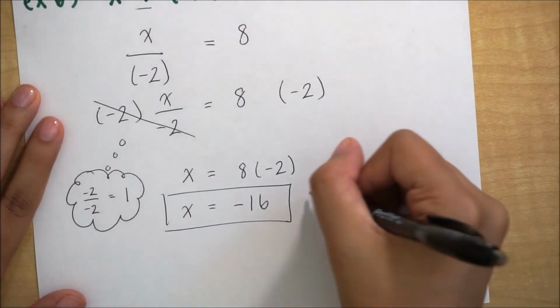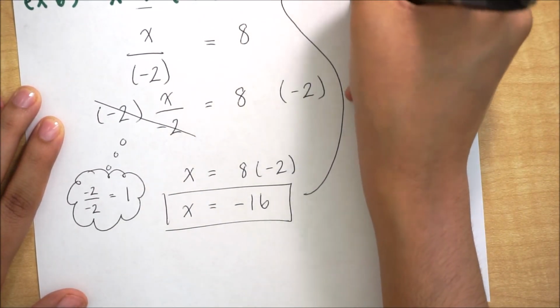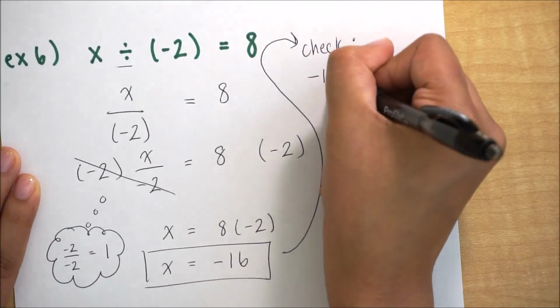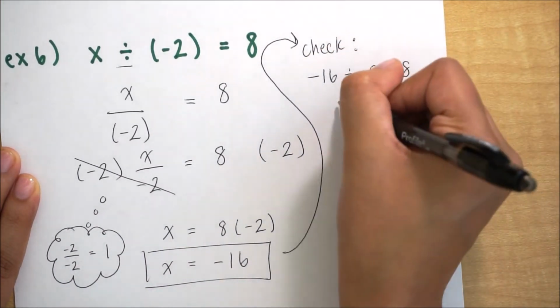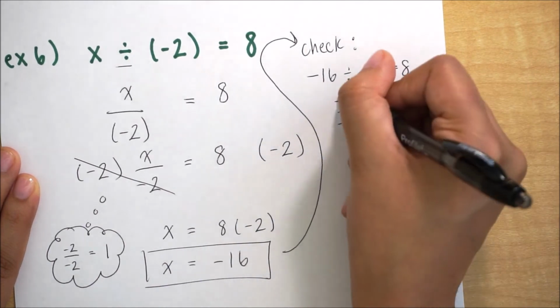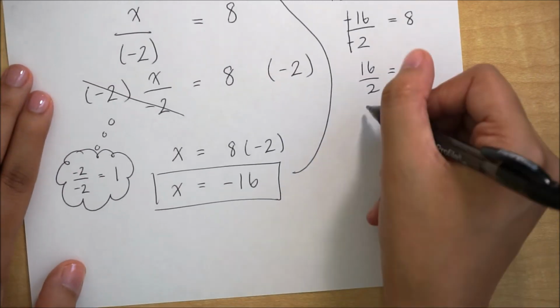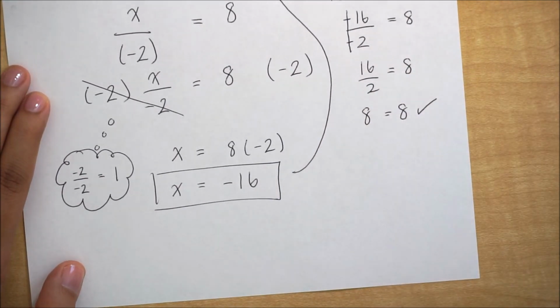Now let's go ahead and do our check. I didn't do it for the last problem, but let's do it for this one. So what you do is you plug in x is equal to negative 16 into the original equation. So we end up getting negative 16 divided by negative 2 is equal to 8, which means 16 over 2 is equal to 8. 8 is equal to 8.